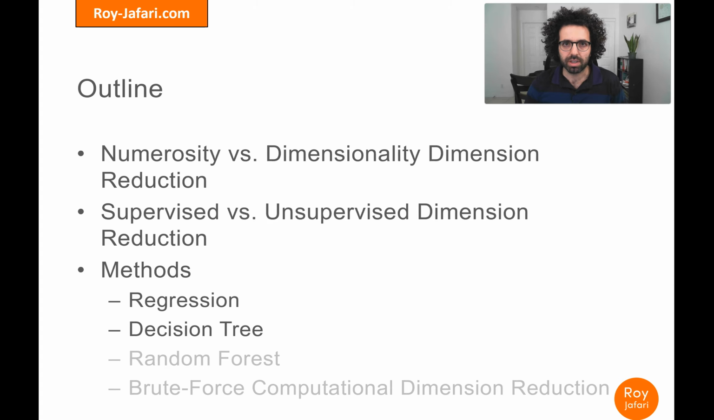Alright, so in this video, like I said, we're going to see the difference between dimensionality data reduction and numerosity data reduction first, and then we're going to see two types of dimension reduction. One is supervised, the other one is unsupervised. In this video, we're going to focus on the supervised method, and specifically two methods that can be used as supervised dimension reduction: regression and decision tree. Of course, there are other supervised dimension reductions that you see in gray here, random forest and brute force computational dimension reduction, that we're going to talk about in the next video.